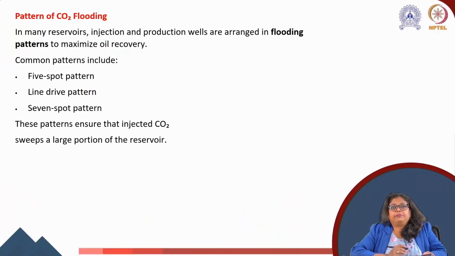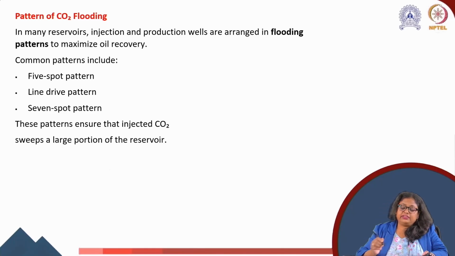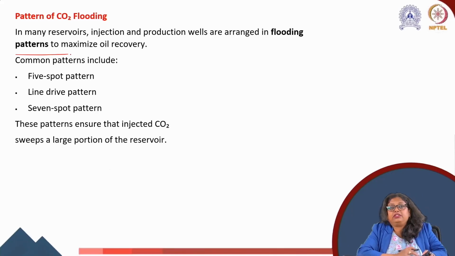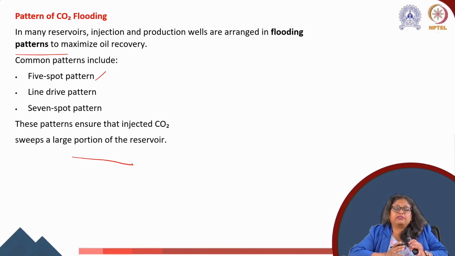Now let's understand the patterns of CO2 flooding. In many reservoirs, injection and production wells are arranged in flooding patterns, and the reason is to maximize oil recovery. Some common patterns I will be discussing here: the 5-spot pattern, the line drive pattern, and the 7-spot pattern. These patterns ensure that injected CO2 sweeps a large portion of the reservoir. As it sweeps a large portion, it contacts a larger portion, and there will be more interaction between the injected CO2 and oil.